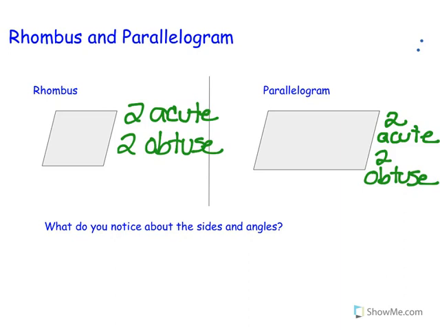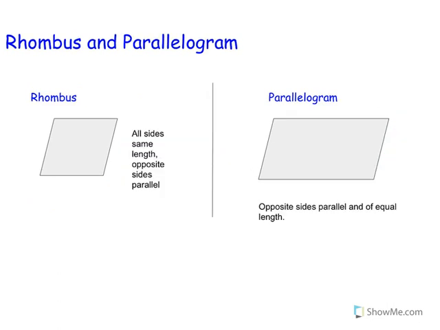Okay, what makes a rhombus so special that it gets its very own name? What makes a rhombus so special, Jake? That all the sides are equal. Oh, did you guys notice that all the sides are the same length on a rhombus? Yes. But a parallelogram, they aren't. Let's see what our next slide says.